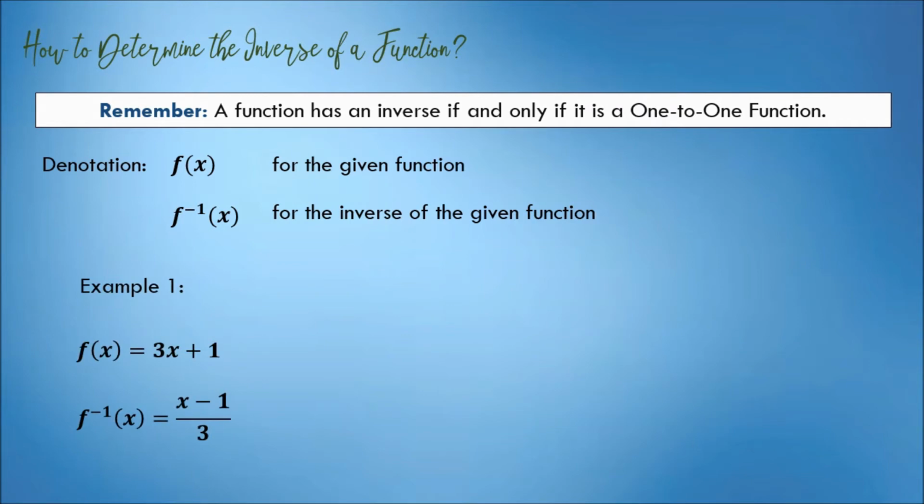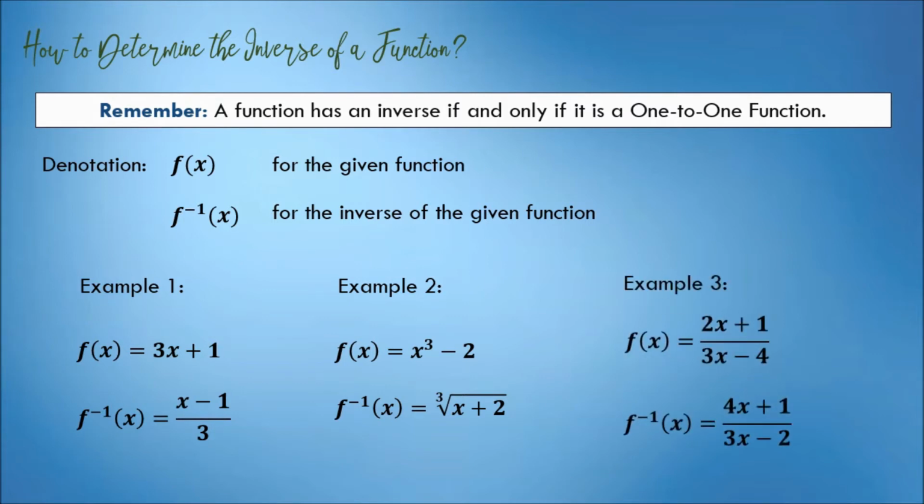For example, the given function is f of x is equal to 3x plus 1. The inverse is f raised to negative 1 of x is equal to x minus 1 all over 3. Another example. The given function is f of x is equal to x cubed minus 2. The inverse is f raised to negative 1 of x is equal to cube root of x plus 2. One more example. The given function is f of x is equal to 2x plus 1 all over 3x minus 4. The inverse is f raised to negative 1 of x is equal to 4x plus 1 all over 3x minus 2. These three given functions have an inverse because all of them are one-to-one functions.